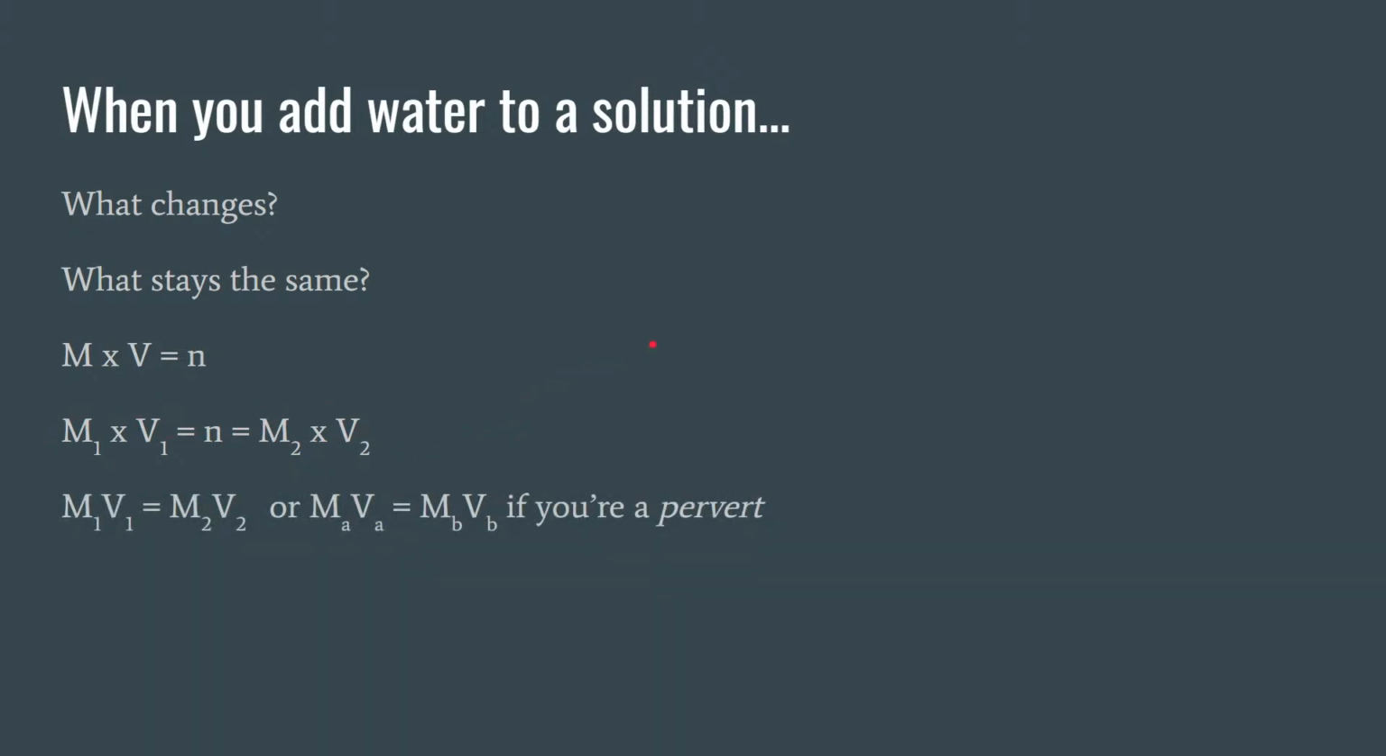So you can represent this as M1V1 equals M2V2. The initial product of the molarity and volume is equal to the final product of the molarity and volume. Or if you're some kind of freak, MAVA equals MBVB. But who uses letters? I mean, God, gross.